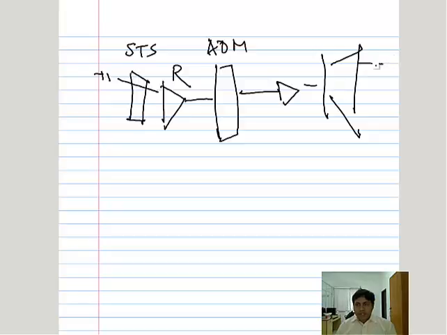Now this will finally demultiplex and go to the terminal. So for example, T1 is sending some signal to T2. So for T1, all other signals will be multiplexed, coming through the regenerator, come to the ADM. Now accordingly, this will join or drop the signals according to the path.